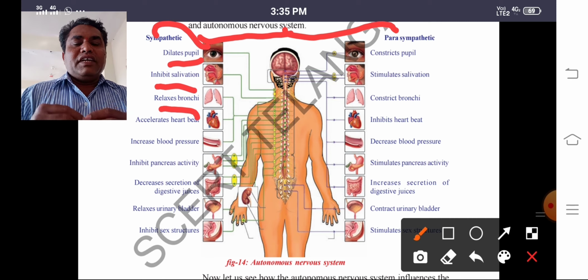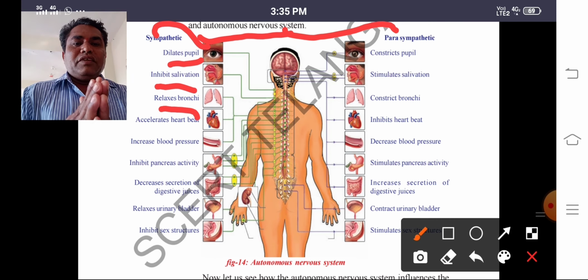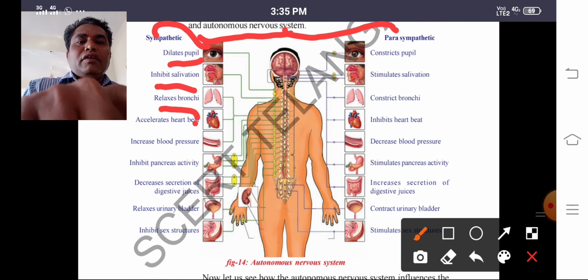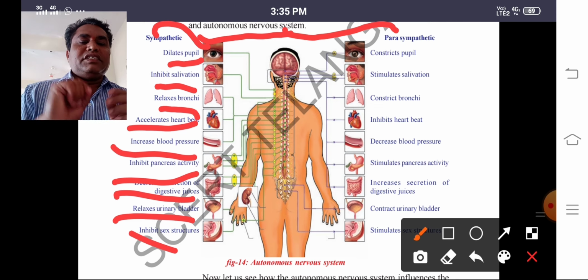డిక్రీజెస్ ద సెక్రేషన్ ఆఫ్ డైజెషన్, తక్కువ చేస్తుంది. రిలాక్సెస్ ద యూరినరీ బ్లాడర్, కన్స్ట్రిక్ట్ చేస్తుంది. సెక్స్ స్ట్రక్చర్ని స్టాప్ చేస్తుంది. సో ఇవన్నీ కూడా సింపథాటిక్ నర్వస్ సిస్టమ్ క్యారీ చేసేటువంటి ఫంక్షన్స్.